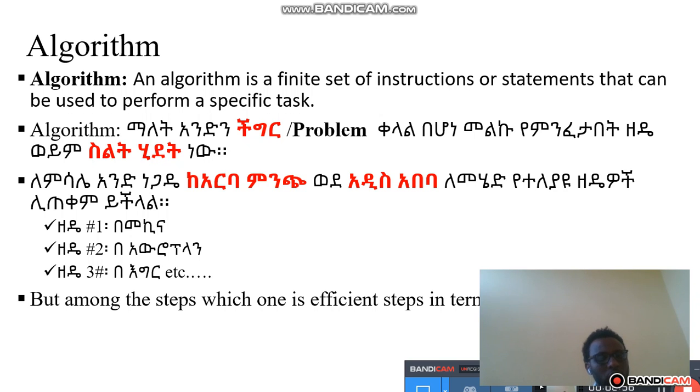The next important topic is about the algorithms. Algorithm ማለት ነው. What does it mean, algorithm? Algorithm is a finite set of instructions or statements that can be used to perform a specific task.